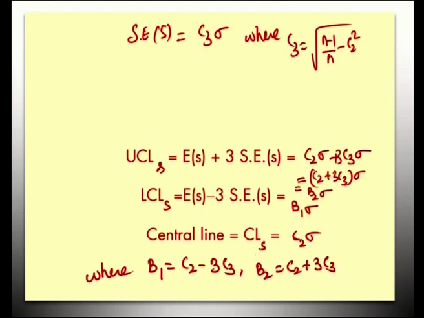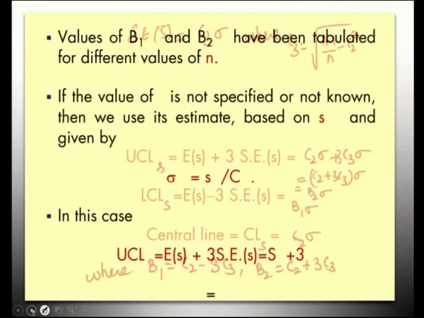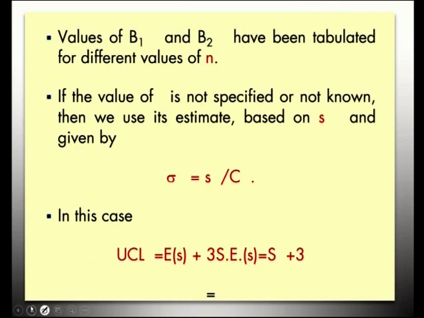The control line or central line for standard deviation S is C2 sigma, where C2 is in the usual notation already discussed. The values of B1 and B2 have been tabulated for different values of n. If the value of sigma is not specified or not known, then we use its estimate based on S, given by sigma cap equals S bar divided by C2.